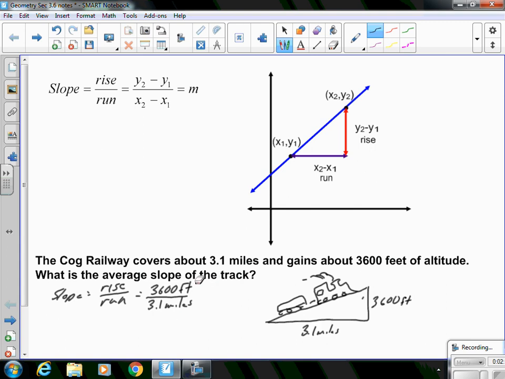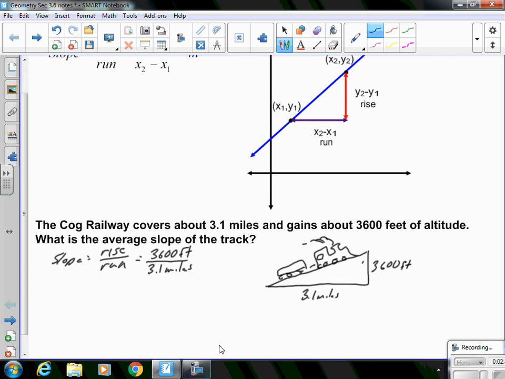Now, what's wrong with this equation, the way it's set up right there? All right, we've got two different measurements, right? We've got feet and miles, so we need to have them either both in feet or both in miles. And so I'm going to change the 3.1 miles to feet.